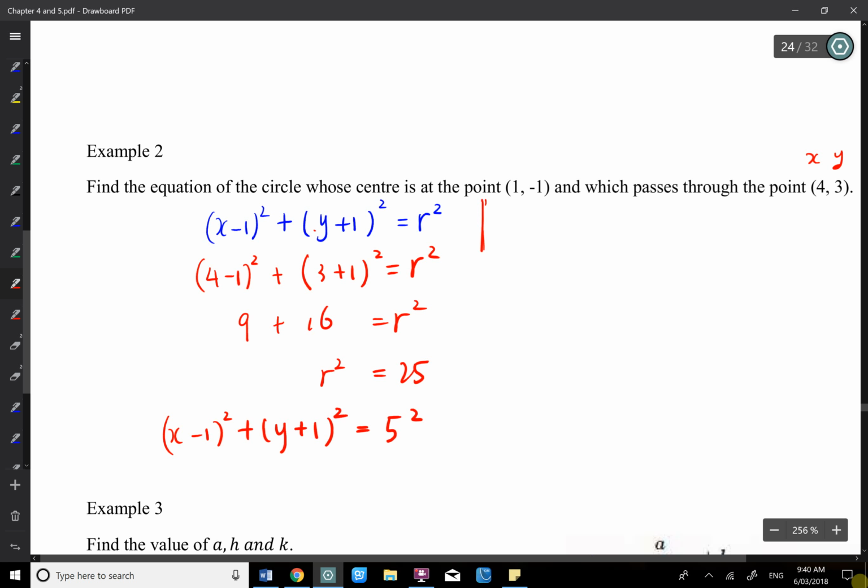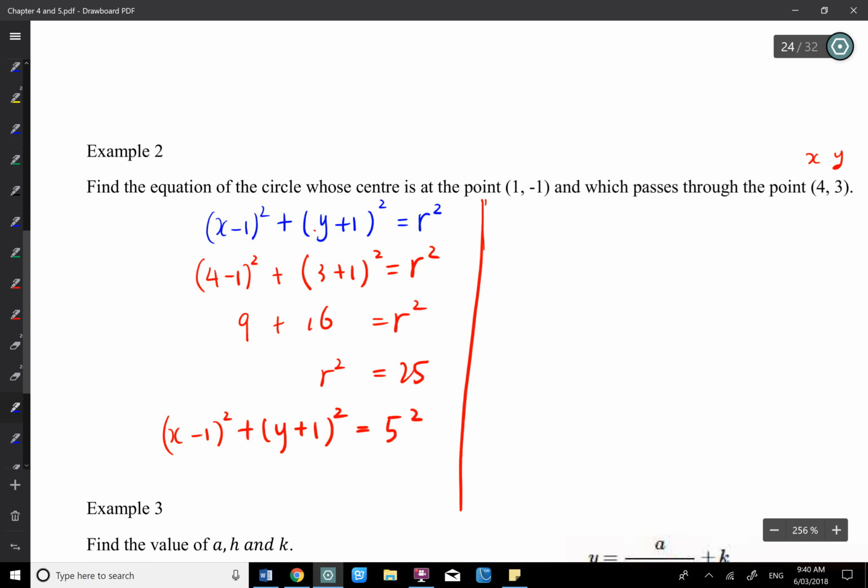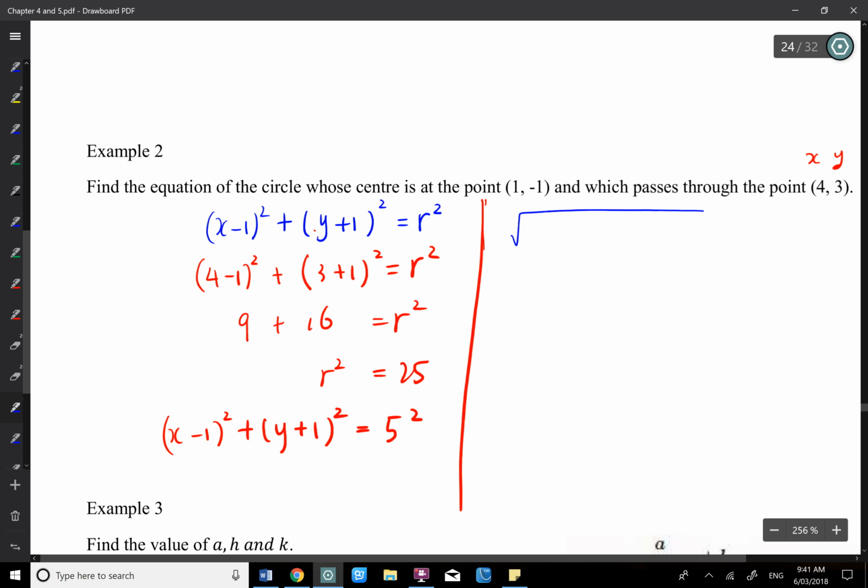Or if you think about it, we just need the r value. We want to know what the radius is. So we have the center, and we have a point on the circle. If we find the distance between them, that will give me the radius as well. So I can use square root of 4 minus 1 squared plus 3 minus negative 1 squared.